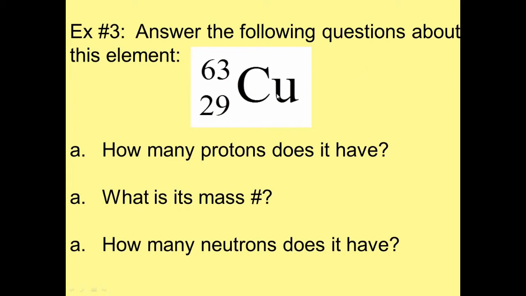How about these questions about this particular symbol? How many protons does this copper have? 29, otherwise it wouldn't be copper. What is the mass number? The upper left corner, 63. How many neutrons does it have? 63 minus 29, 34.